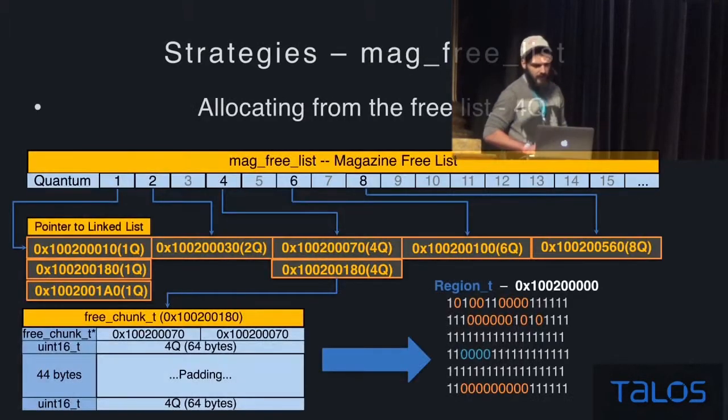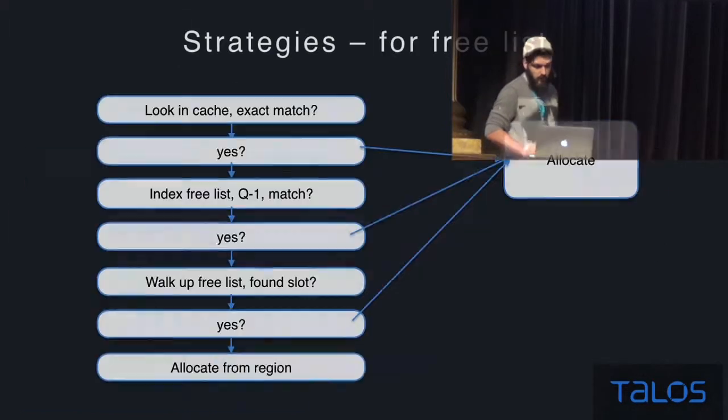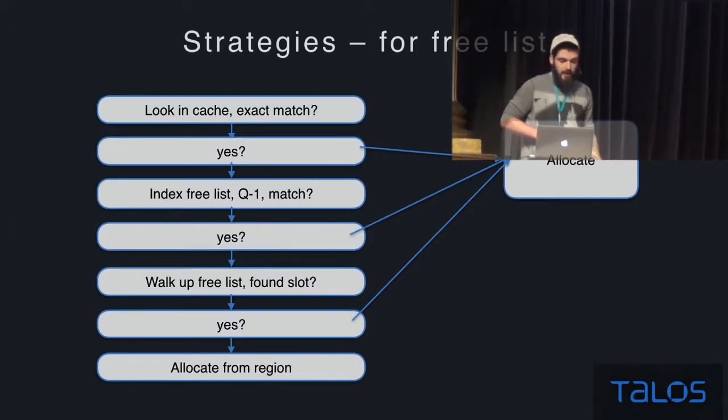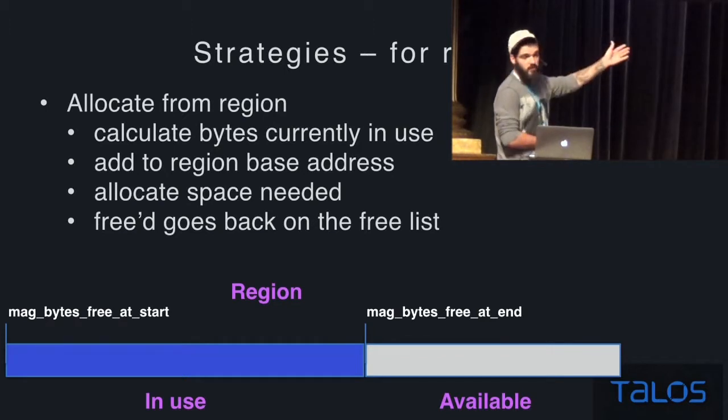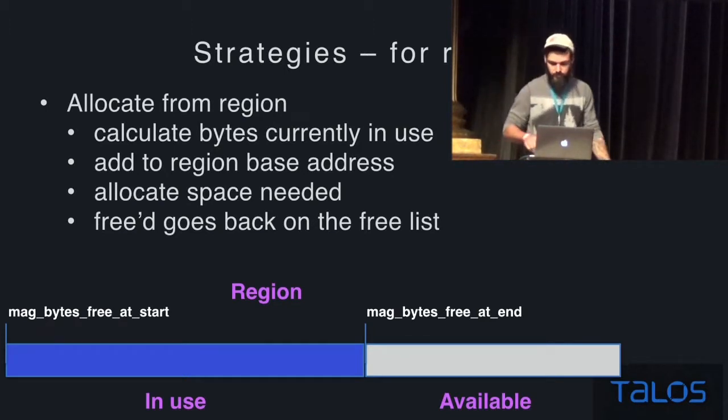Like I said before, if I try to allocate from 3 and I don't have one in 3, I'm going to walk to 4. If I try to allocate from 5 and I don't have one, I'm going to try 6, and so forth all the way down the line. And if you don't get anything from that, lastly, we have to allocate from the region. We're going to grow the region out a bit. Here's a picture of the region. The general idea is you just allocate blocks from the back of the region. I'm going to show you how to do that calculation in a second.